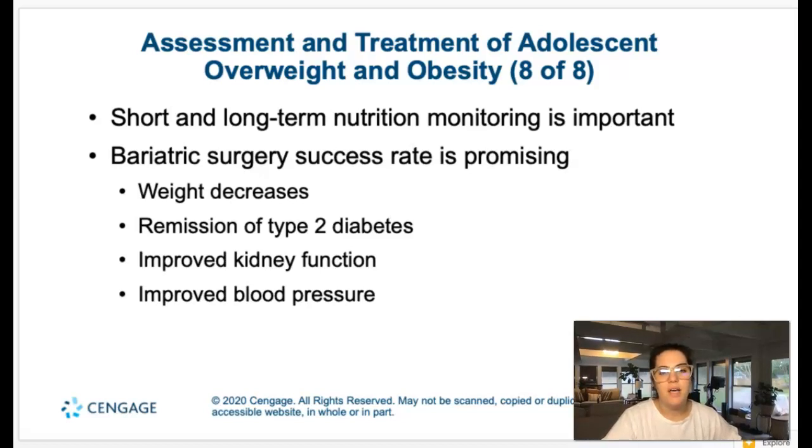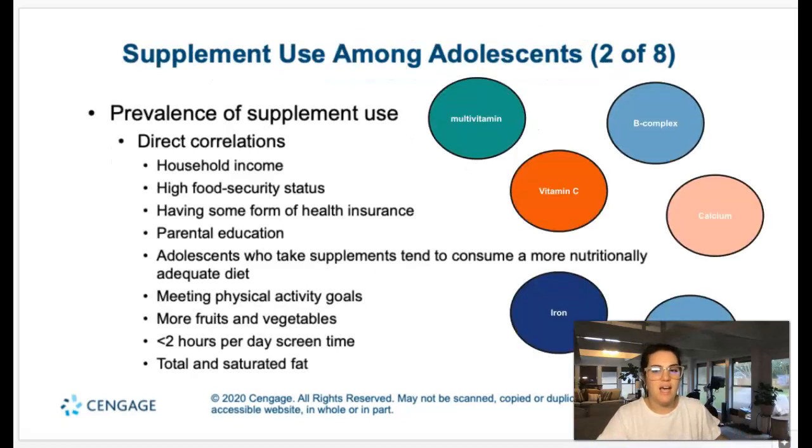But we do see that bariatric surgeries can really help with weight loss. There's literature that says people who have type 2 diabetes, as soon as they get off the table after their bariatric surgery, are free from their type 2 diabetes. But we also see that it can improve kidney function and blood pressure as well. So again, we have to consider the ethical complications associated with bariatric surgeries and any type of really weight loss intervention that is provided to adolescents.